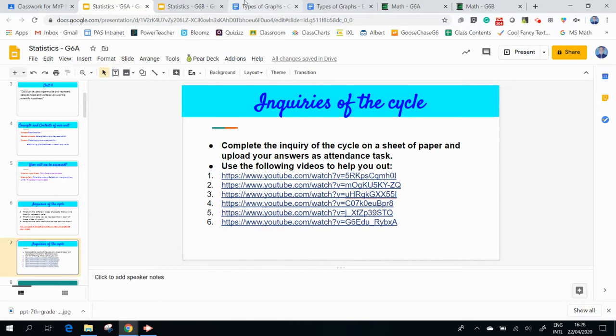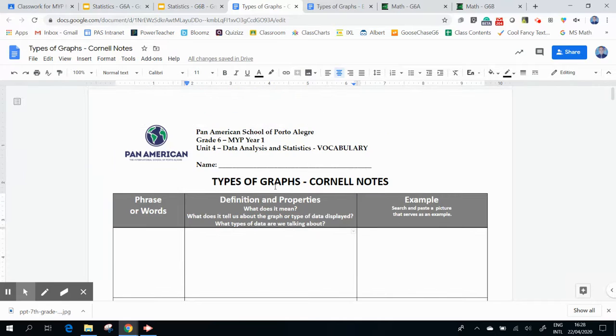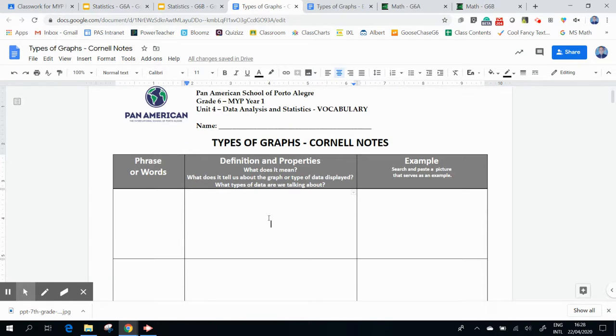And how you're going to complete it: you have this Google Doc attached here. Each one of you has your own. So here you're going to write your phrase, for example, bar graph. How, when or why do I use bar graphs? So bar graphs are used when data is shown in the format of, and so on. And then you're going to answer your questions here in the second column where it says definition.